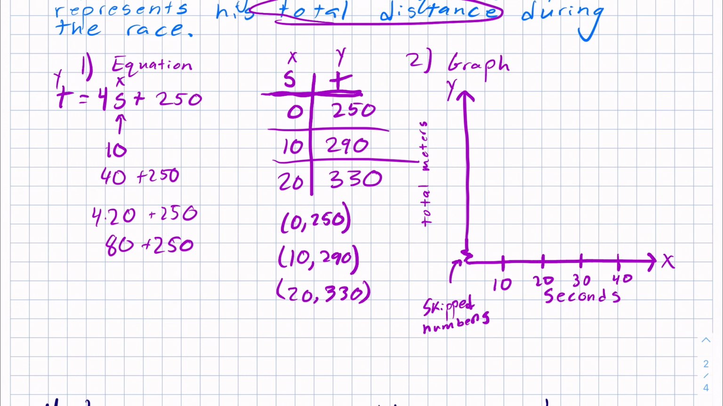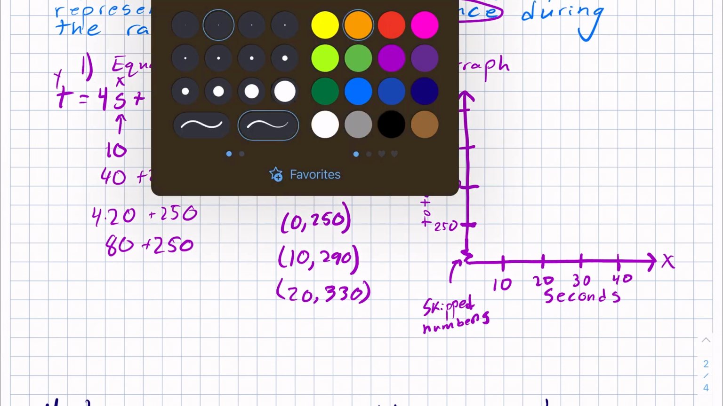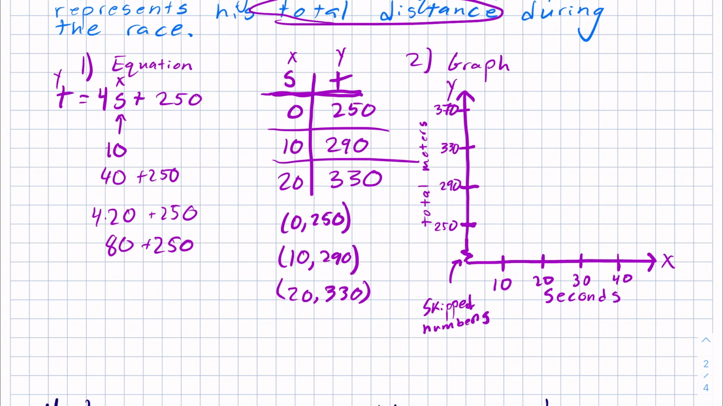Okay, so now I'm going to start here, and I'm going to draw my little line, and I'm just going to make this 250 right there. And then I'm going to count by 40, since over here it's going up by 40. So there is going to be 290. Here is going to be 330. And up there is going to be 370. Okay, now I'm ready to actually draw my graph. So I'll get my orange pen back out and I'll start plotting my ordered pairs.